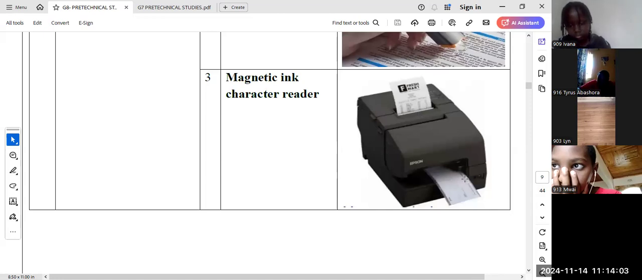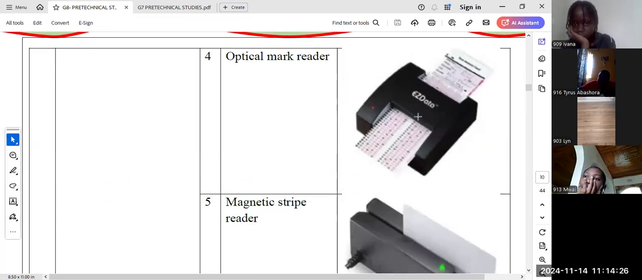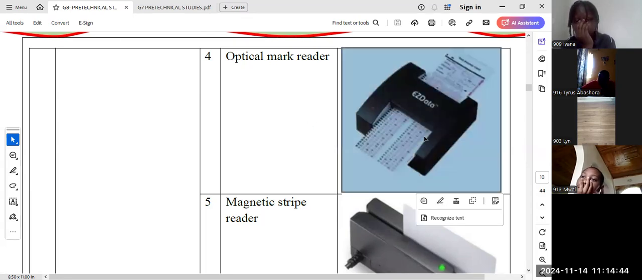Now, when you are at the bank, or in the supermarket, where you are doing any sales, any payments, you are given a receipt. That receipt is normally produced by a magnetic ink character reader, like the type of Epson printer. In school, you are given school fees receipts. Those receipts have been produced by magnetic ink character readers. Then lastly, we have the optical mark reader. The same way as the other one, it is used for marking answer sheets for KCPE, for KCSE. You just enter it from this side, then it scans through as it marks the answer sheets.